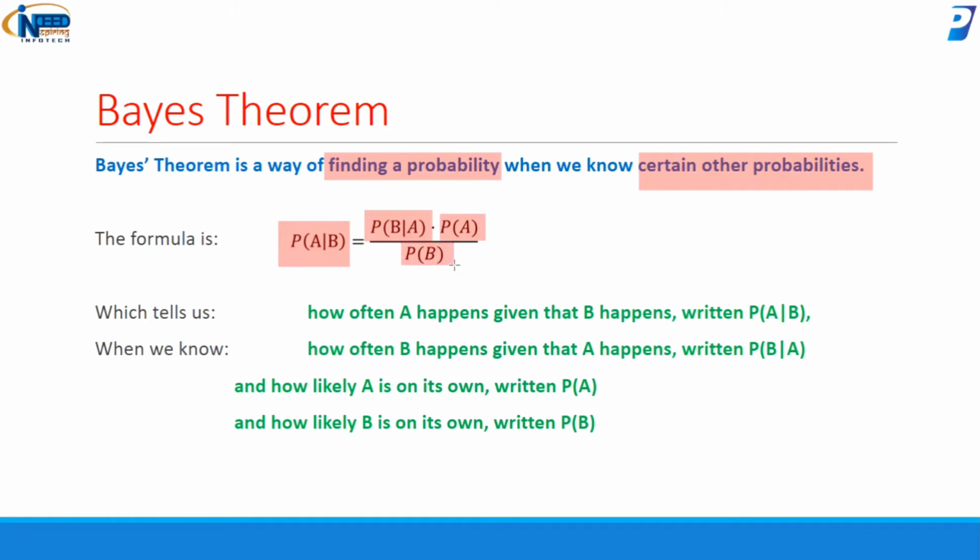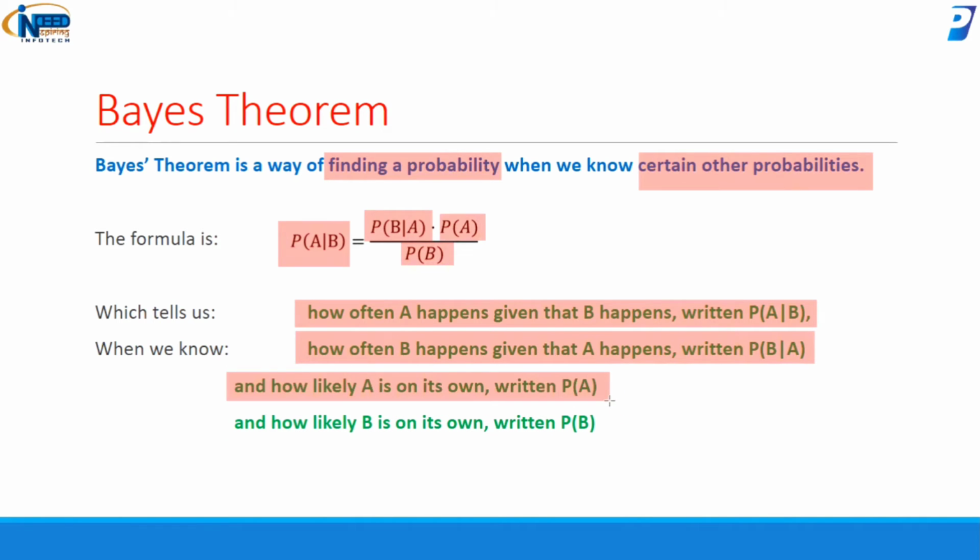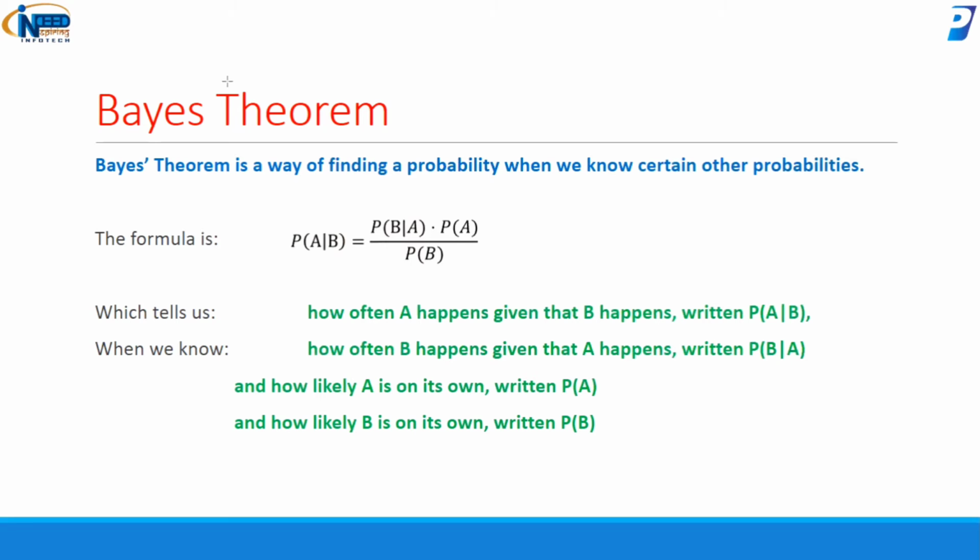We can also interpret the same thing as how often A happens given that B happens. This is written as P(A|B). In a similar way, how often B happens given that A happens is written as P(B|A), and the rest of the two expressions are well known, probability of A and probability of B. Now, the important thing is how this particular formula or relationship came into existence. So let us understand that part.